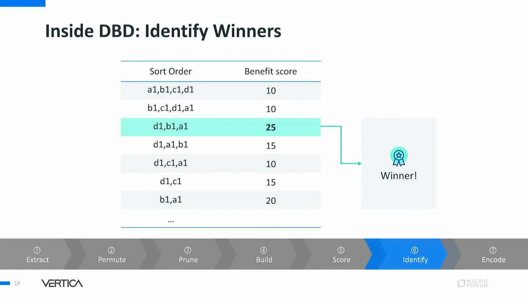We are almost there. Now we have all the total benefit score for the projection candidates we derive from the workload queries. Now the job is easy. You can just pick the sort order with the highest score as the winner. Here we have the winner D1, B1, and A1.